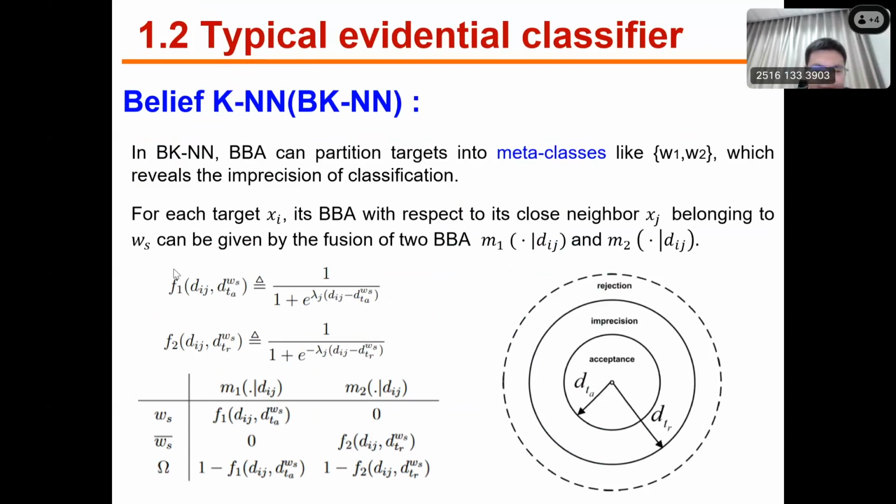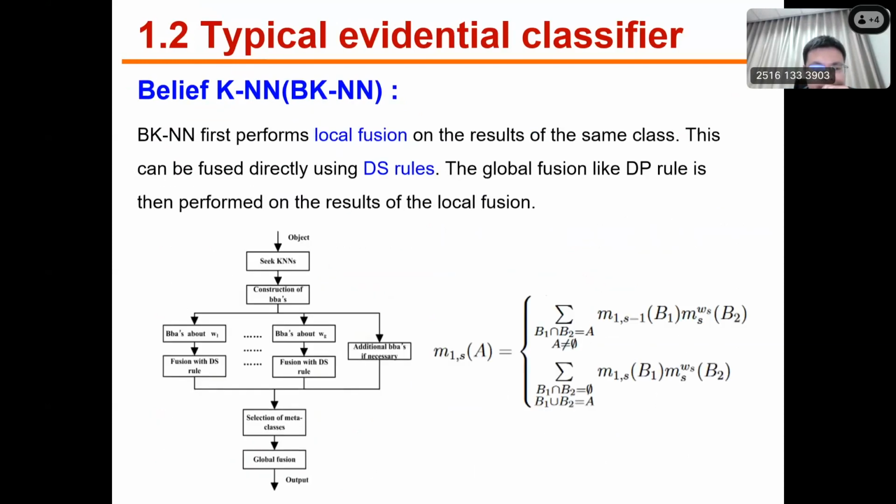So we propose to construct the BBA using two functions. The first one determines whether it belongs to the omega s. The second one is about whether it belongs to another class, not the omega s. Then we will combine the two sub BBAs to obtain the BBA about the object belonging to omega s or not belonging to omega s, and also another element about ignorance is taken into account. This is the flowchart of the method.